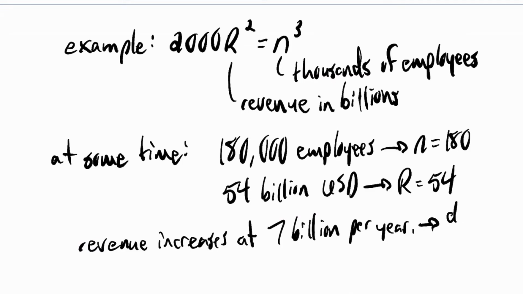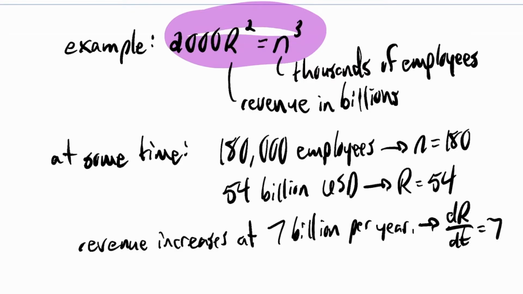dr dt equals 7, okay? So now if I want to know the rate of change in the number of employees from year to year, how is that number going to change? I can use this original equation. I can find the derivative with respect to time of this equation, plug in the numbers I'm given, and then I can find out the rate of change in the number of employees.